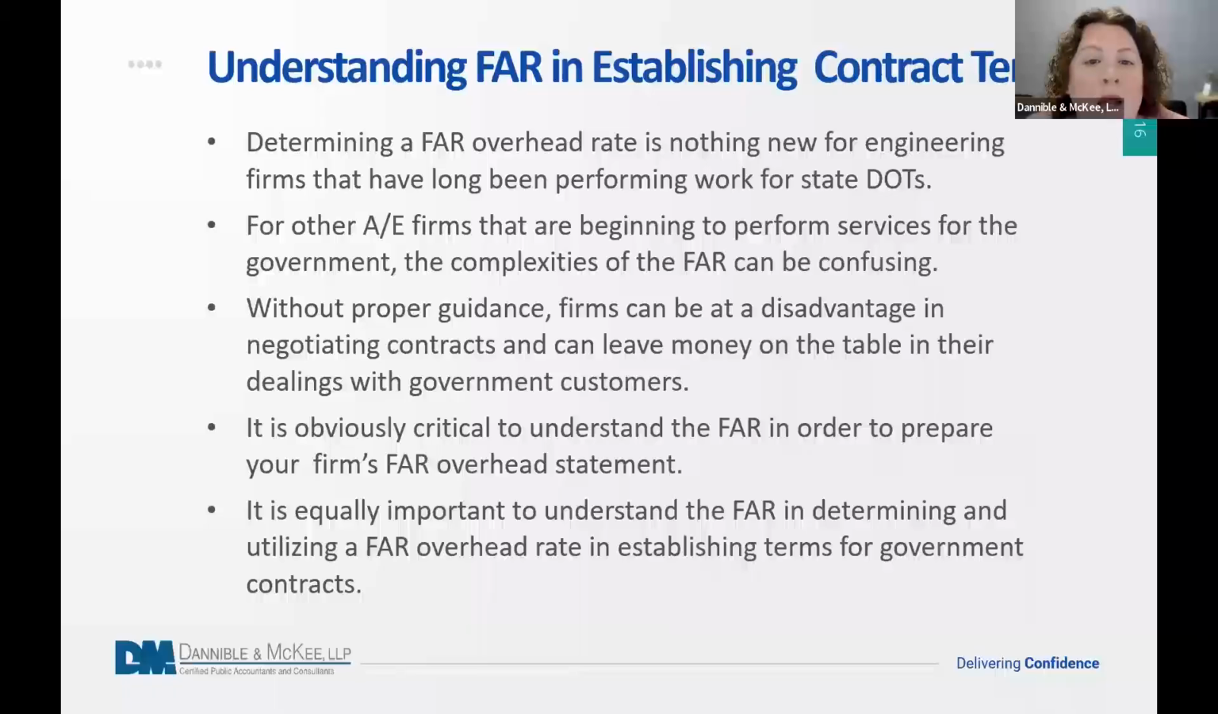So we as a CPA firm can help guide you through your first FAR audit to ensure that you've got the proper disallowances and that you're not leaving any money on the table. After all, that's the most important part.